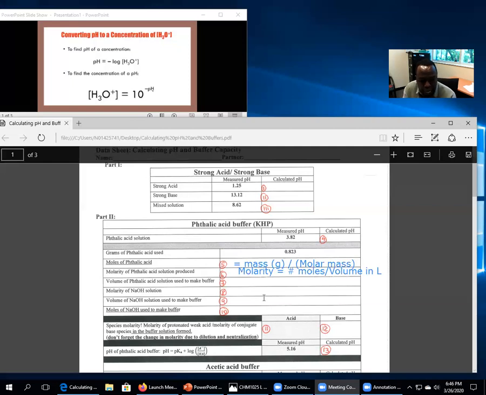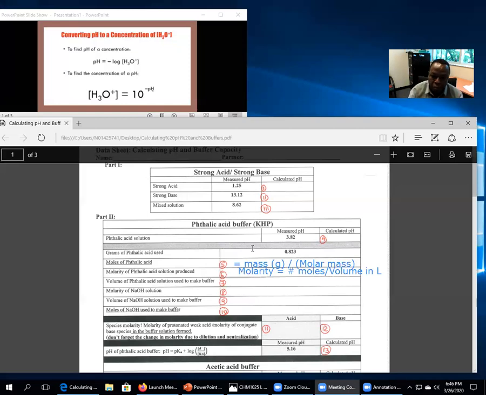Volume of the phthalic acid used to prepare the buffer. On page 145, step number 1, part B, to form your buffer solution, you will need to convert 50% of the moles of the acid present in your solution into sodium phthalate, that is the conjugate base.